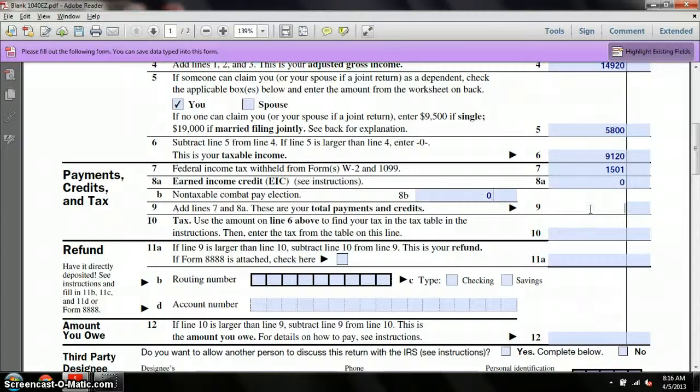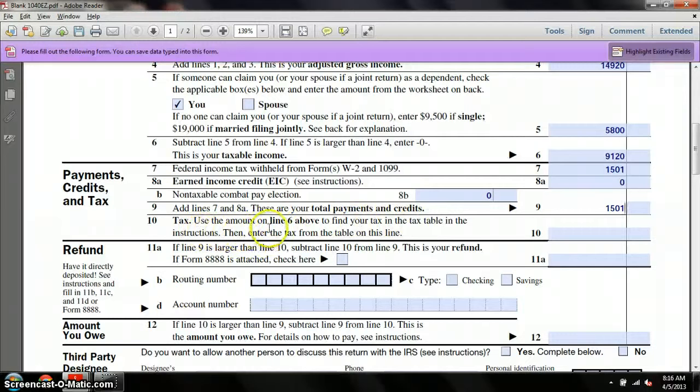In line 9 here, it says add line 7 and 8A. These are your total payments and credits. Line 7, we can take 1,501. 8A, 0, so it's going to just transfer down $1,501.